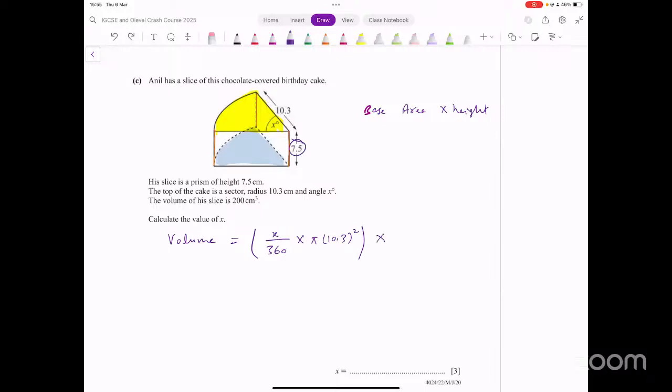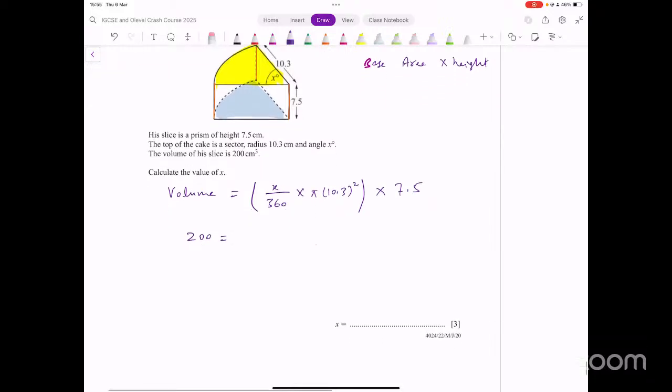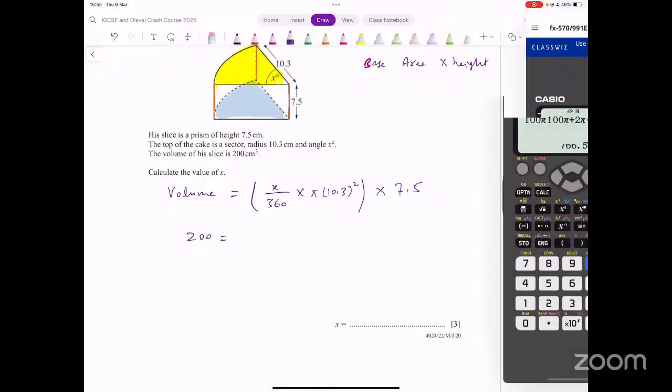Height is 7.5. This is going to give us the volume of this piece of cake. They've given us that this volume is 200, so you equate this with 200. And now you can use this equation to find the value of x. Let's see what we get from this. We can simplify this a bit if we want.